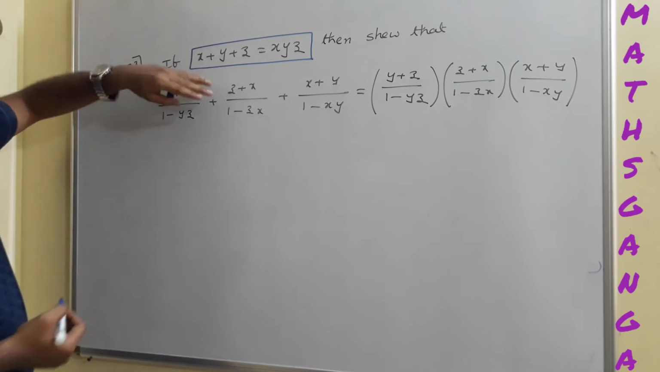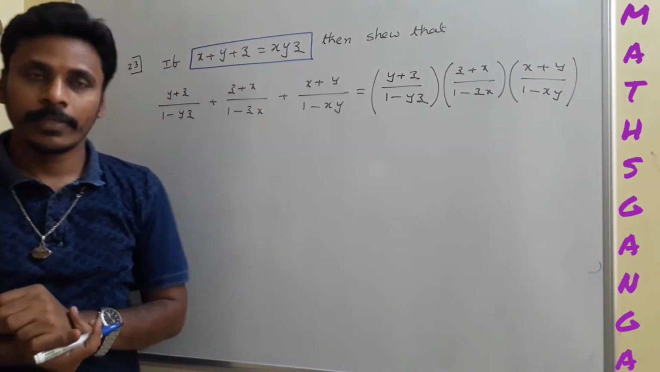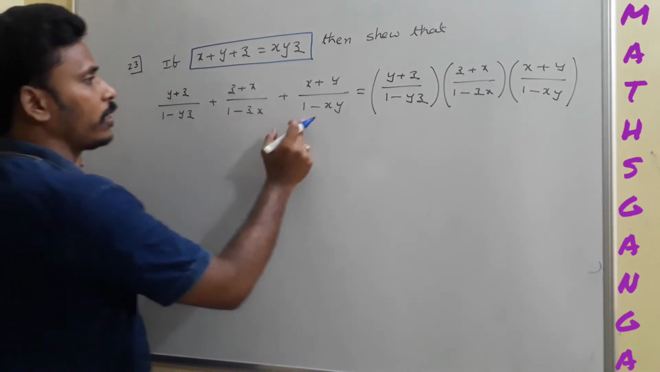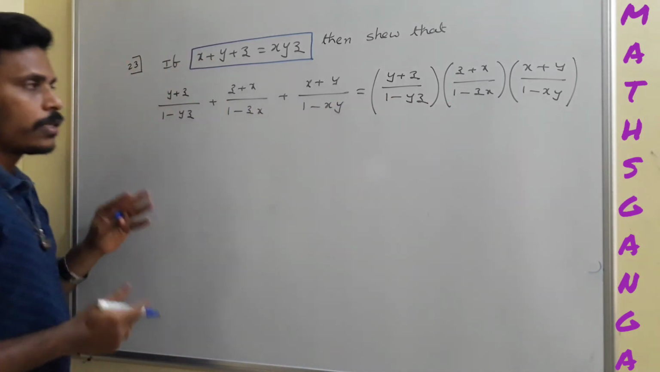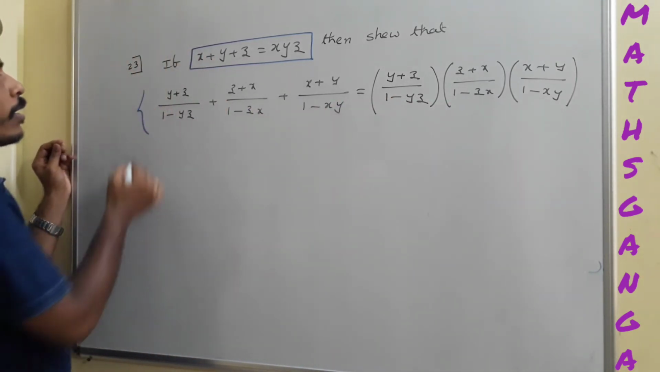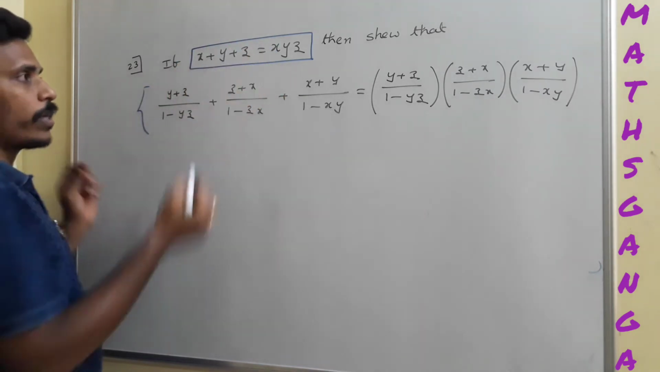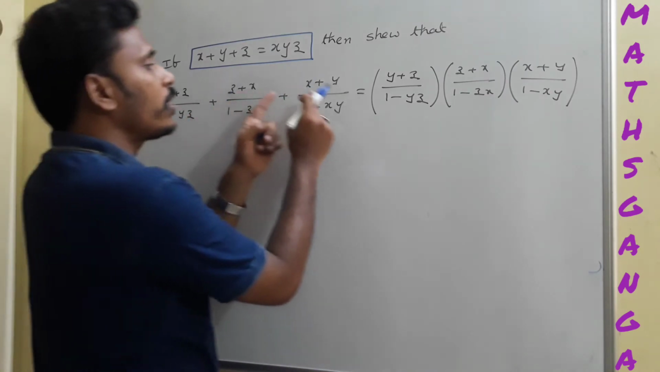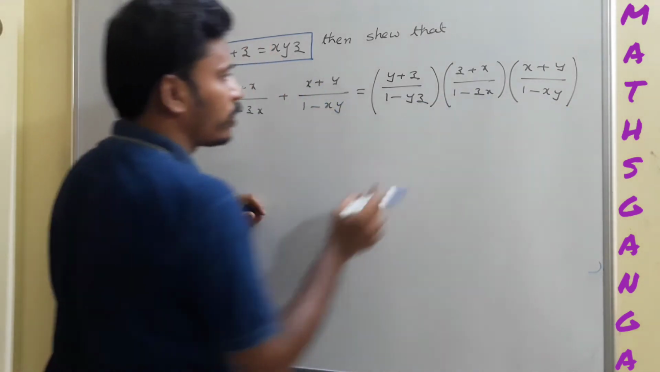x plus y plus z is given as xyz, and they are asking us to show that the sum of these three is equal to the product of these three. See, the problem is very logical, right? x plus y plus z is xyz is given, and they are asking us to prove the sum of these three is equal to the product of these three.